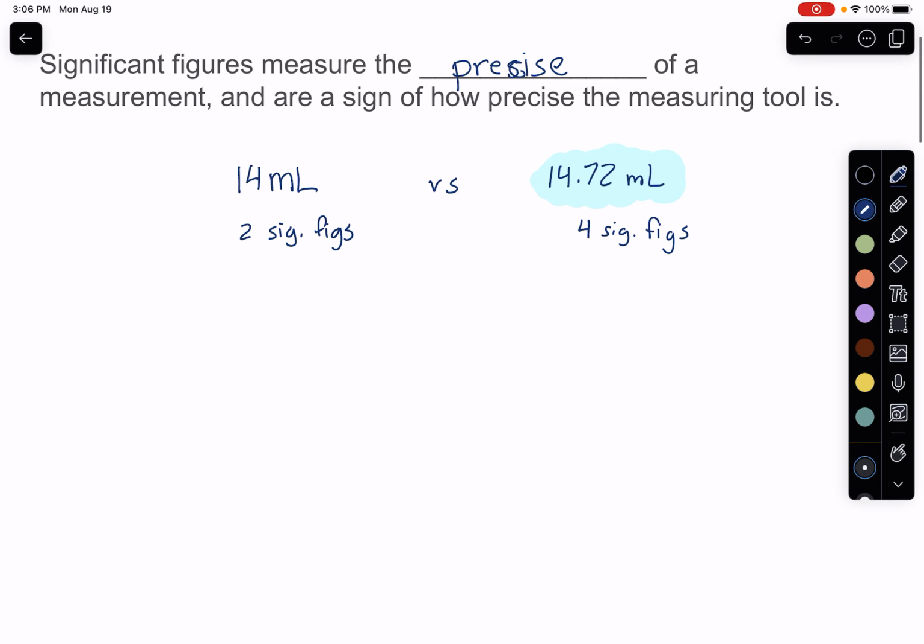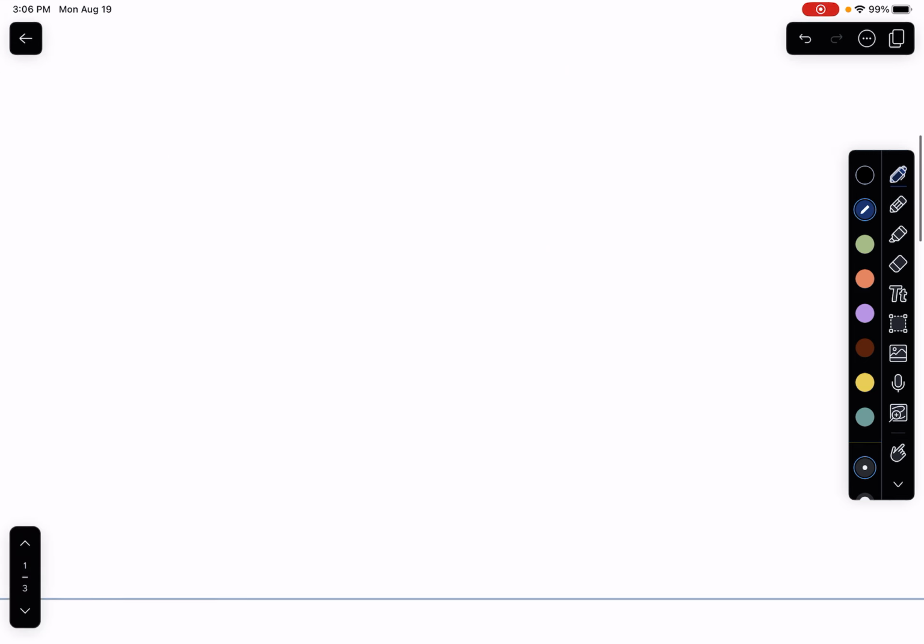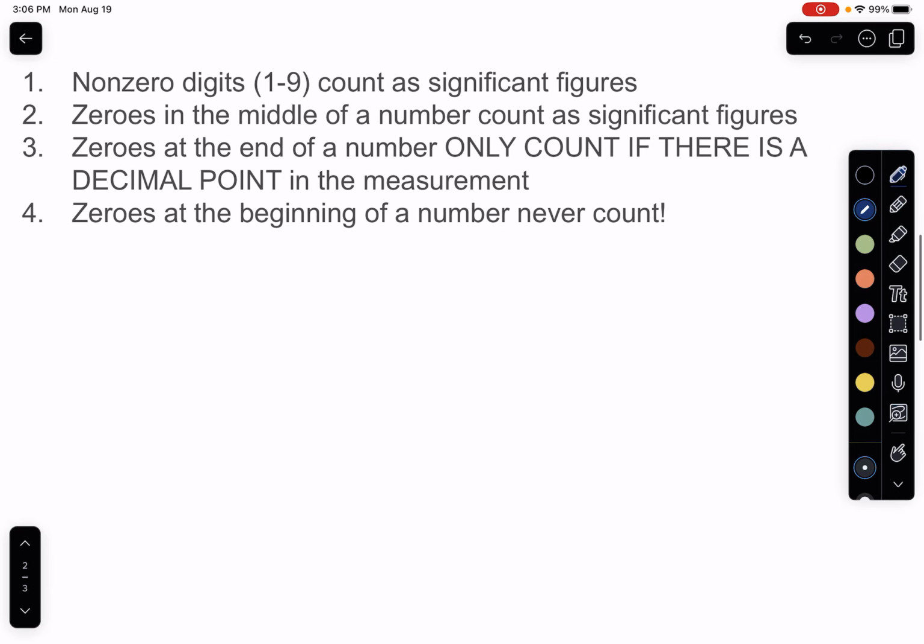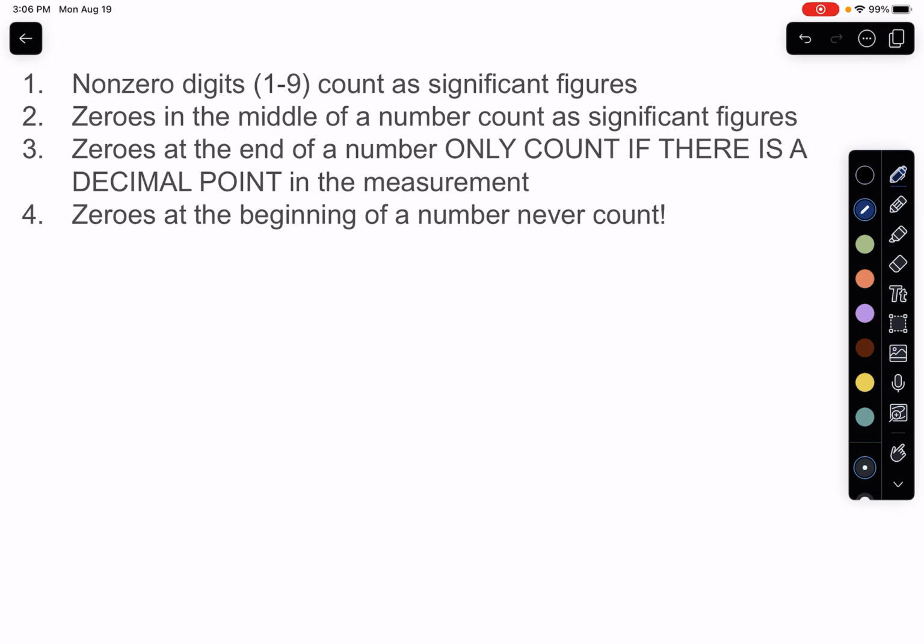All right, so there are 4 rules for counting significant figures, and most of them have to do with when to count zeros and when not to count zeros. So go ahead and pause the video and copy these 4 rules down in your notes. Counting sig figs becomes really easy once you've done a few practice problems. Let me go through these rules one by one so I can show you exactly what they mean.